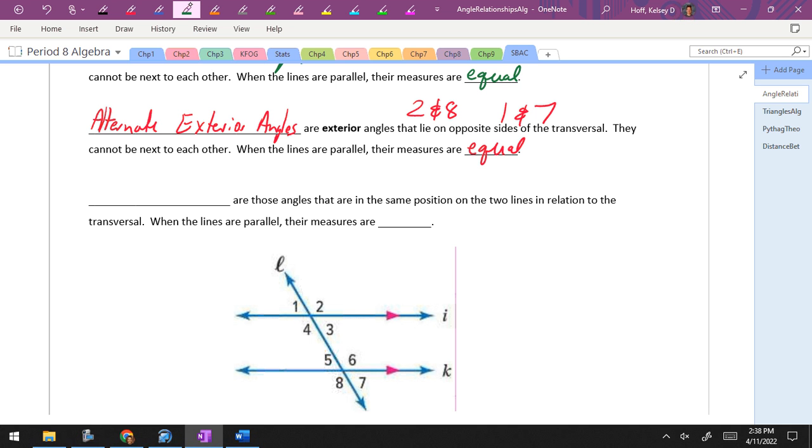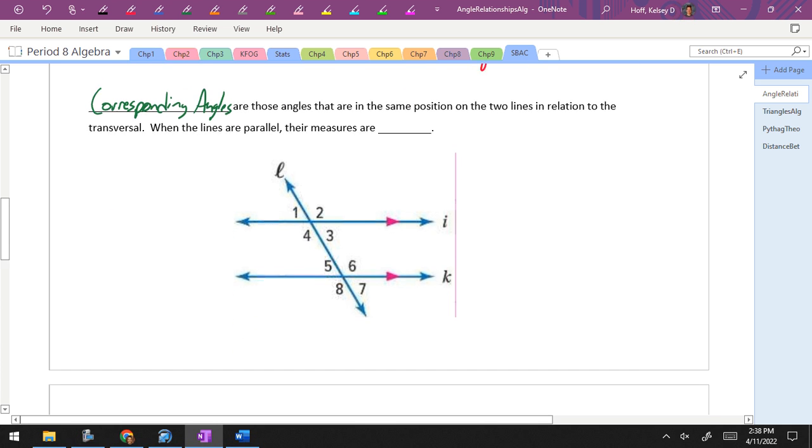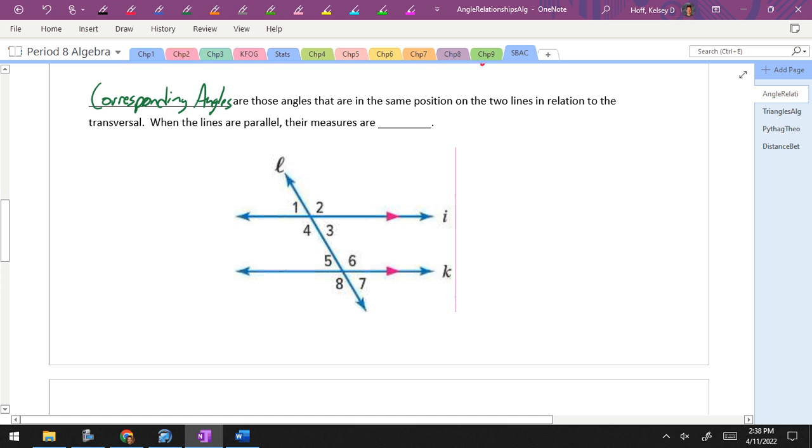The last one, corresponding angles, are angles that are in the same position on the two lines in relation to the transversal. Notice they never said interior and exterior, right? Angle 1. Everybody agree angle 1 is above line I and to the left of the transversal L? Yes? Okay. Go to the other line. What angle is above the line and to the left of the transversal? 5. 1 and 5 are corresponding.